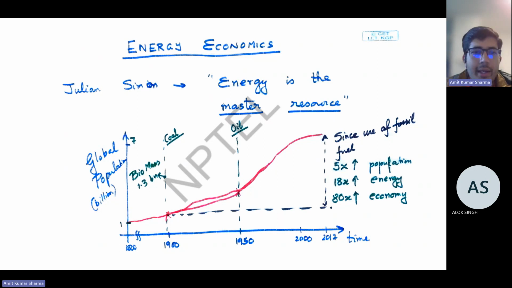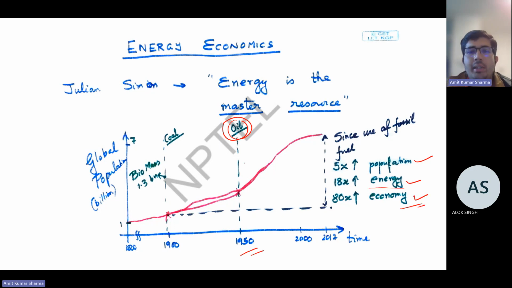So this is the diagram that's showing another scenario. Okay, in early 1800, the population was very low. As time is increasing, the population is increasing very rapidly. So around 1950, we discovered the oil. Okay, after that you can see there is a sharp rise also in population, in energy and economy.